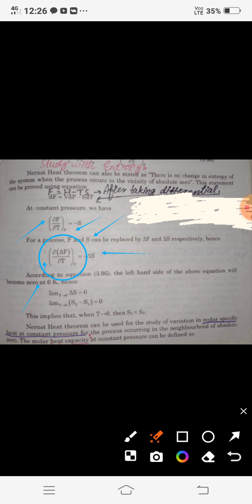At the end we are getting this form. The Nernst heat theorem, along with the study of entropy, also helps to determine the molar specific heat at constant temperature. Molar specific heat, we will derive it and understand it in the same way as we have studied entropy, after knowing its formula.